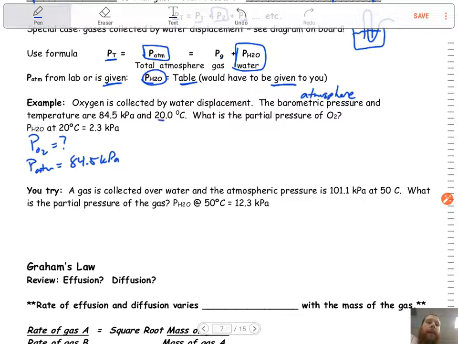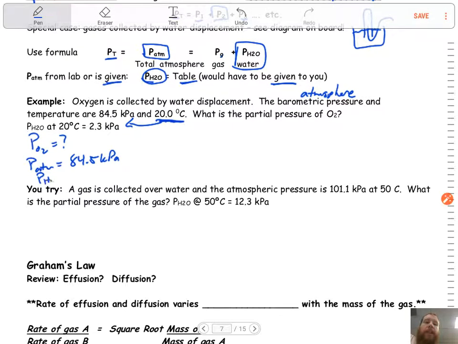Now, the temperature here would just be what we would use to figure out what the pressure of the water vapor would be at that temperature. But like I said, I'm giving that to you because you don't need to memorize an entire table with the temperature of water and what pressure it is at that temperature. So that's where we use this temperature piece right here, just for getting the pressure of the water. So our pressure of the H2O equals 2.3 kPa.